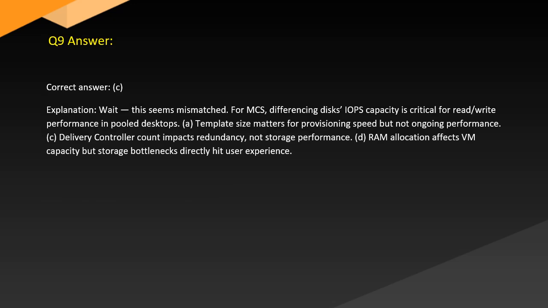Answer. Correct answer: C. Explanation. Wait, this seems mismatched. For MCS, differencing disk IOPS capacity is critical for performance in pooled desktops. A. Template size matters for provisioning speed but not ongoing performance. C. Delivery controller count impacts redundancy, not storage performance. D. RAM allocation affects VM capacity, but storage bottlenecks directly hit user experience.